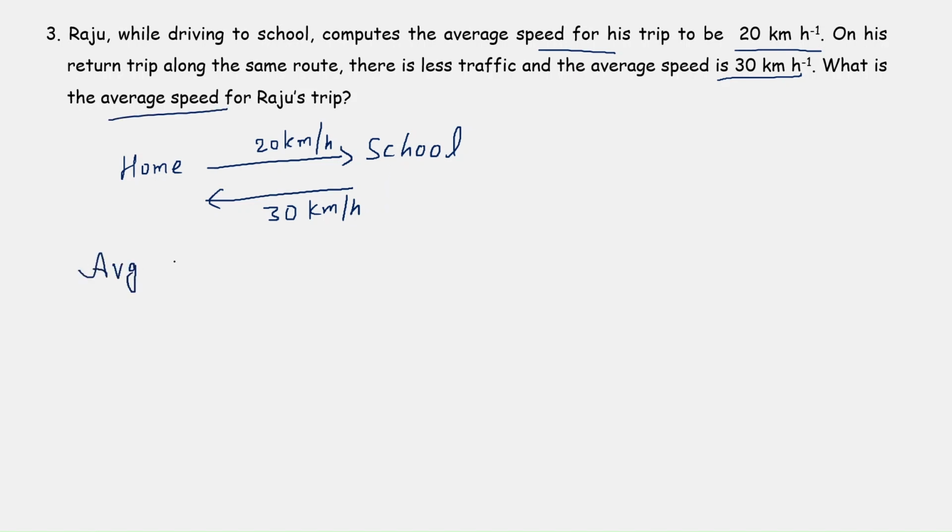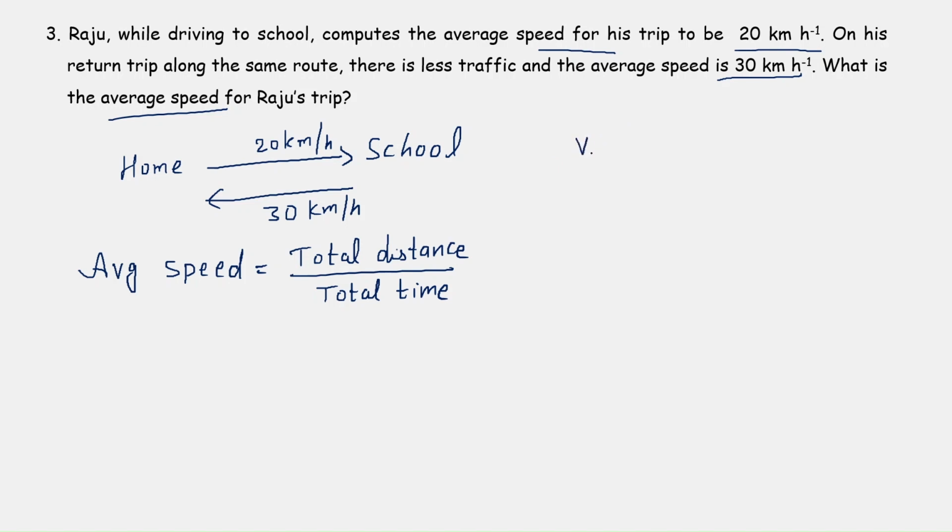What is the average speed formula? We know that average speed is equal to total distance covered divided by total time taken. So now what all things have they given? They have given velocities like speed, average speed only they have given. So let us write down.